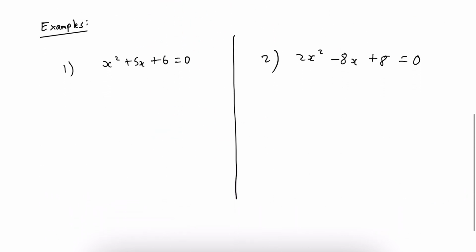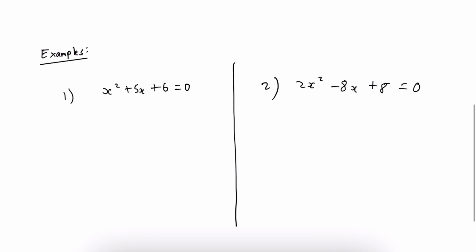So the first one here, I first want you to have a go at identifying which one is monic and which one's non-monic, or if they're both monic or both non-monic. So in this first example, we can see our coefficient of the x squared is a 1, because if there's nothing there, we assume there's a 1 there. So therefore, this one is monic.